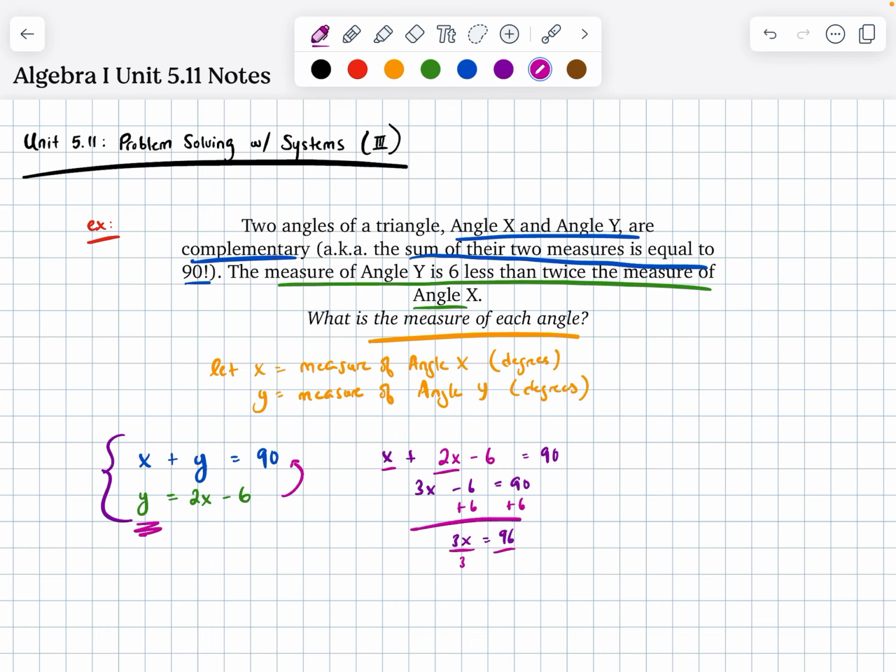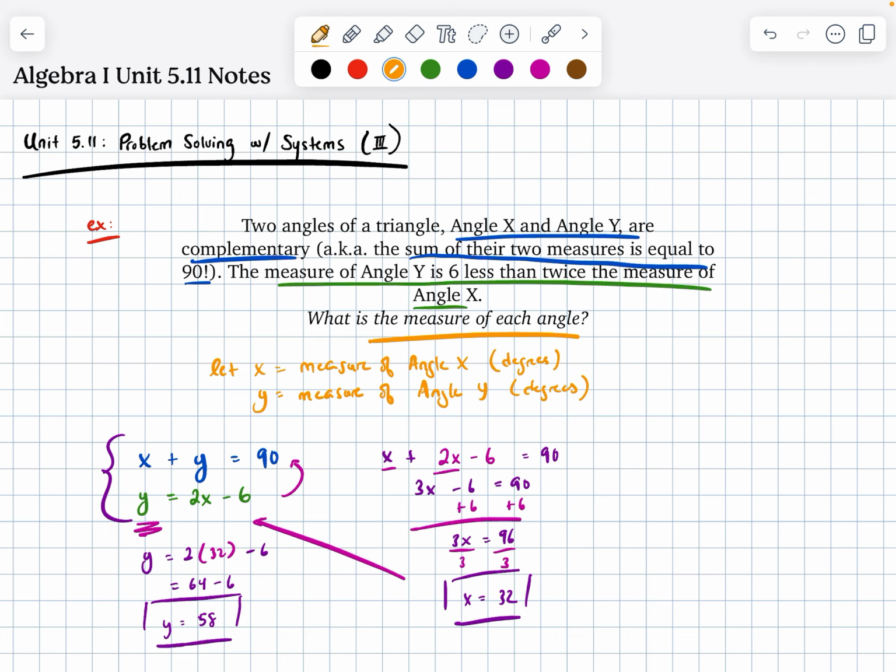To get x by itself, all I need to do is divide both sides by 3. x is equal to 32. Knowing that x is 32, I now can substitute to find the value of y. I'm going to choose to substitute into the bottom equation. Notice that my goal is to get y by itself in the bottom equation. y is already isolated. So by substitution, I can say that y is equal to 2 times 32, which is 64, minus 6 tells me that y is equal to 58.